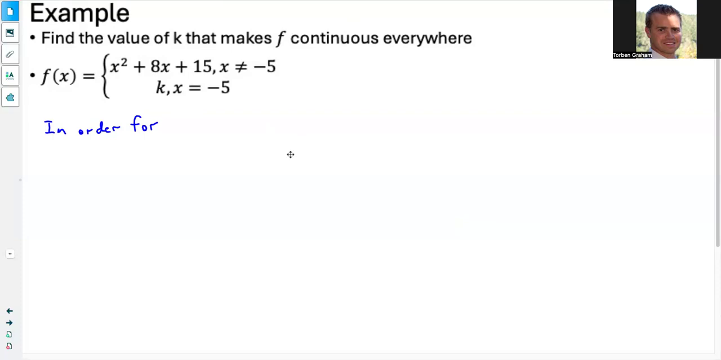I'm sorry, I just realized that I did make a mistake when I typed this out. So before going into what makes this continuous, this was supposed to be a rational function. So I'm just going to write in what that should have been. So it should have been x squared plus 8x plus 15 over x plus 5, which is why we have everywhere but x cannot equal -5. Sorry about that.